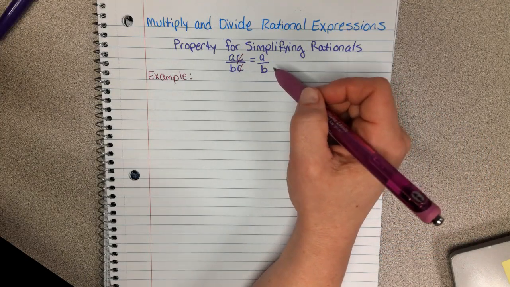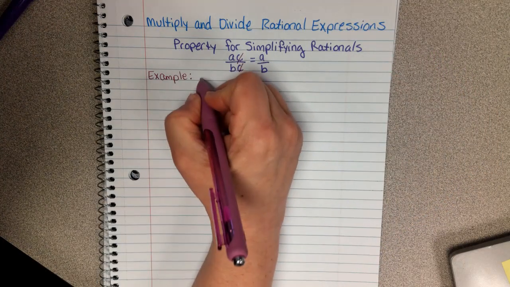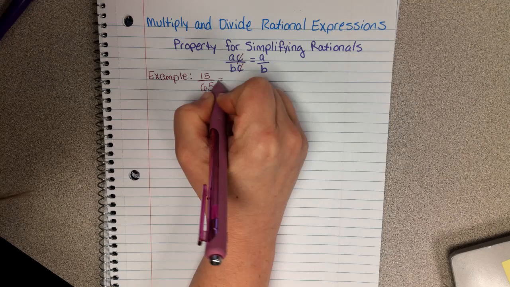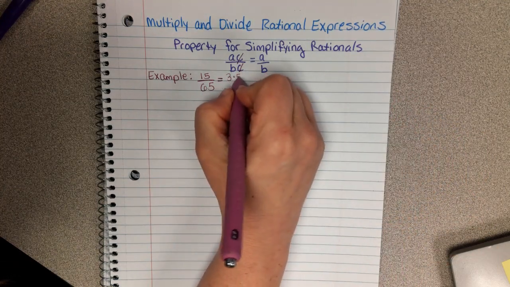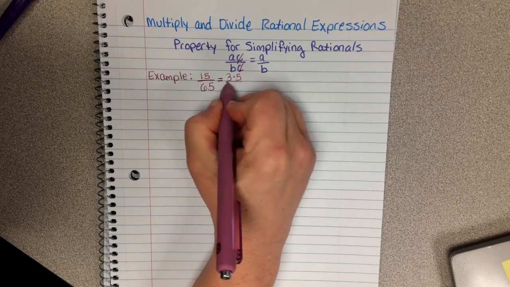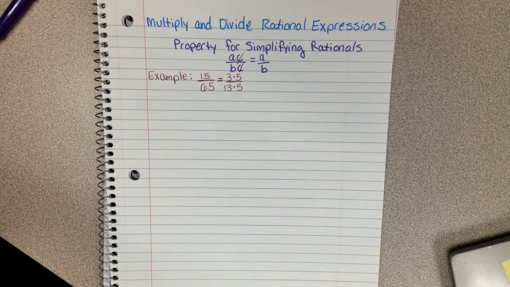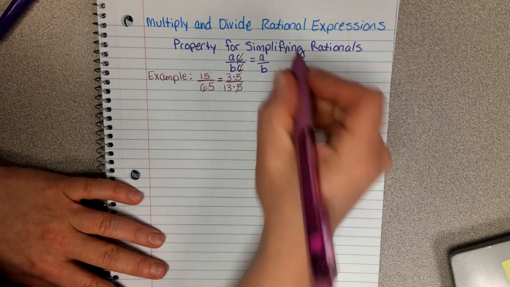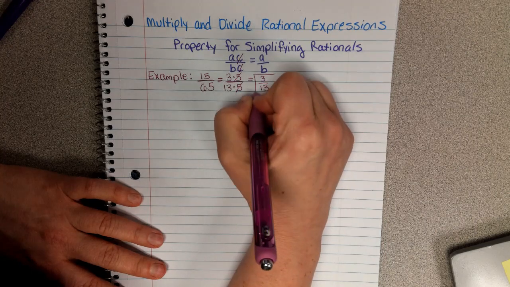So let me show you how that works more in the real world, okay? Let's say I have 15 divided by 65. Well, I can think about that as 3 times 5, because 15 is 3 times 5, divided by 13 times 5, because 65 is 13 times 5. Now if I think of it this way, I can simplify those 5's, and that fraction would be equal to 3 over 13.